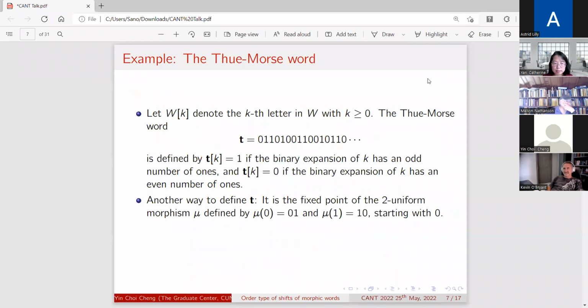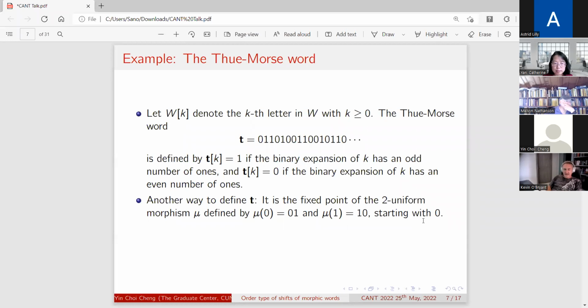So now we have defined all the relevant terms. We can look at some examples. Let's start with the 2m squared. So previously I've mentioned that it is the fixed point of the 2-uniform morphism mu, defined by mu of 0 equals 0, 1, mu of 1 equals 1, 0, starting with 0.